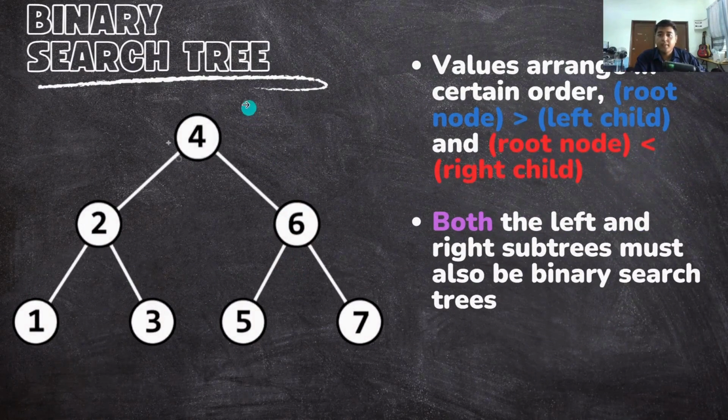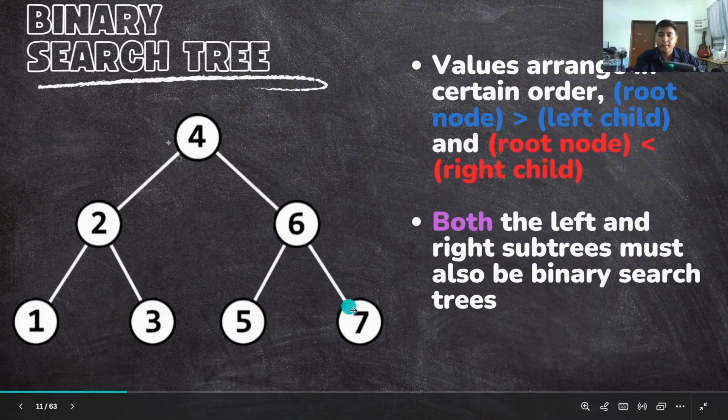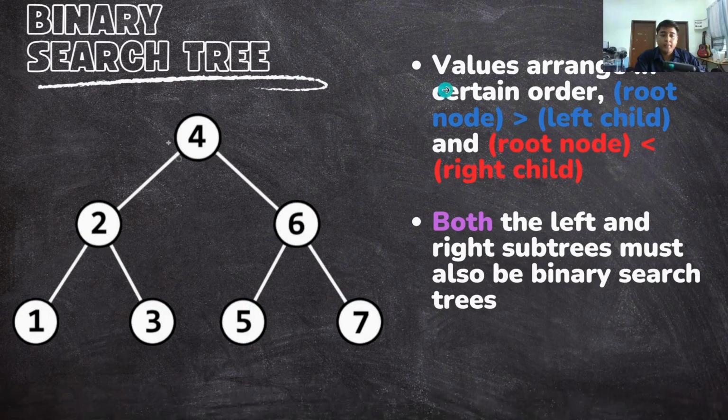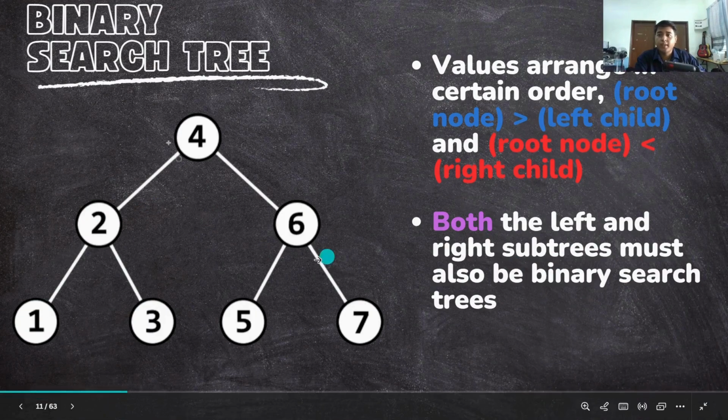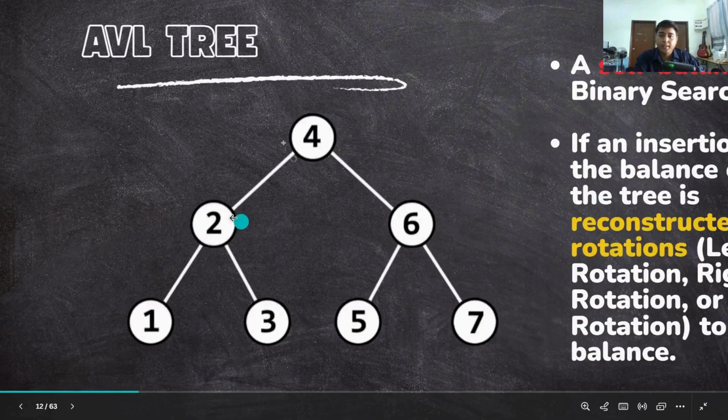So this is the example for the binary search tree. The values are arranged in a certain order: the root node is bigger than the left child, and the root node is smaller than the right child. Both the left and the right subtrees must also be binary search trees to become a binary search tree. So the last tree here is the AVL tree.